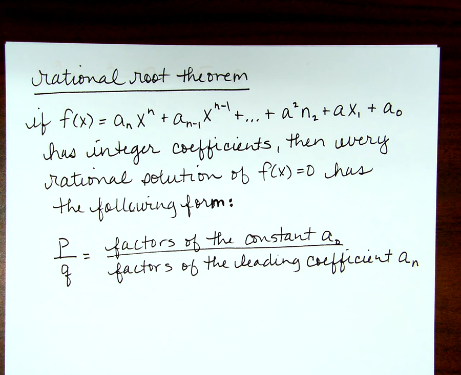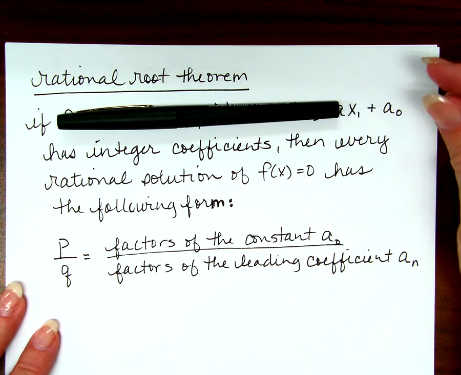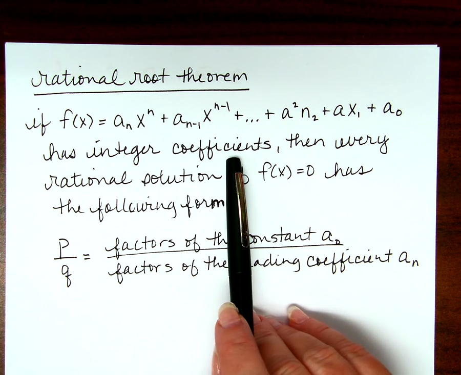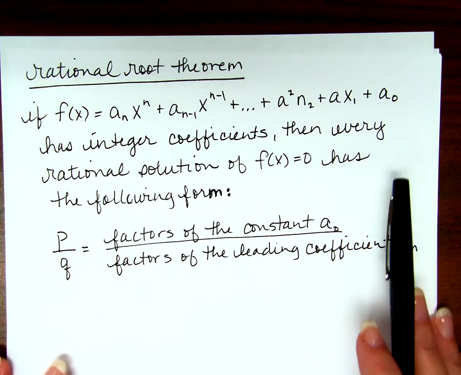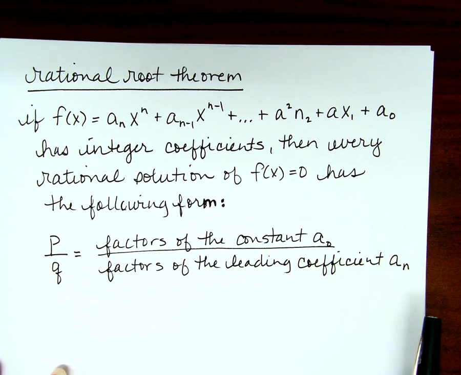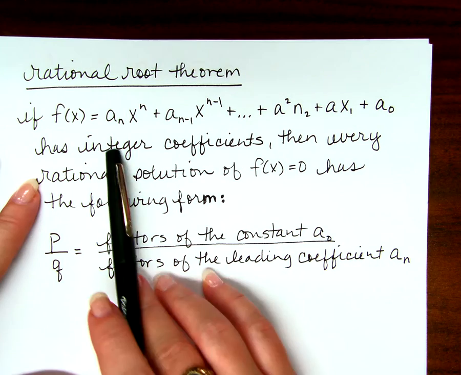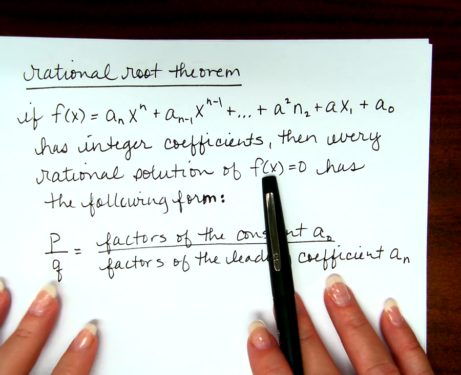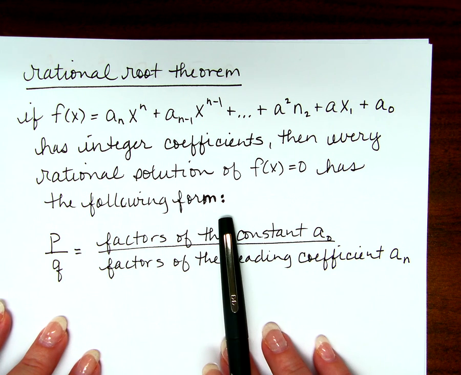So the rational root theorem says if a function, we're going to come back and talk about this in a second, okay? If a function has integer coefficients, is that hard to understand? If a function has integer coefficients, what does it mean by integer? Like -2, +5. If it has integer coefficients, then every rational solution where that function equals 0 has the following form.